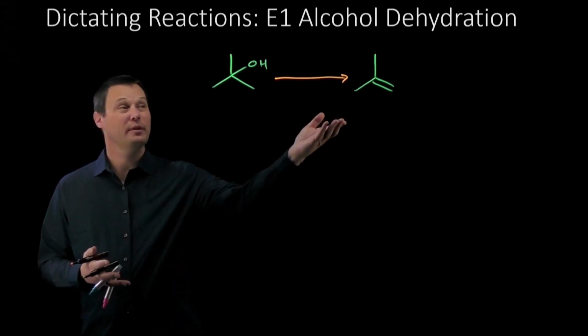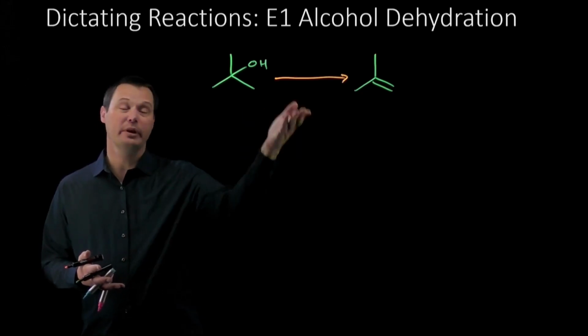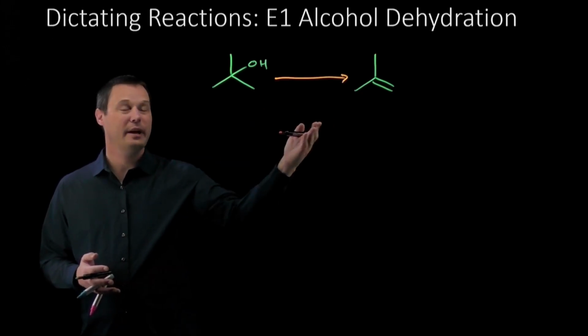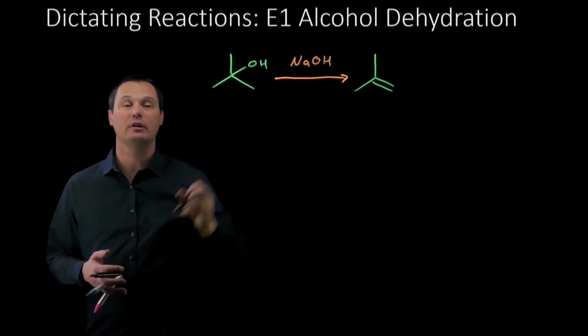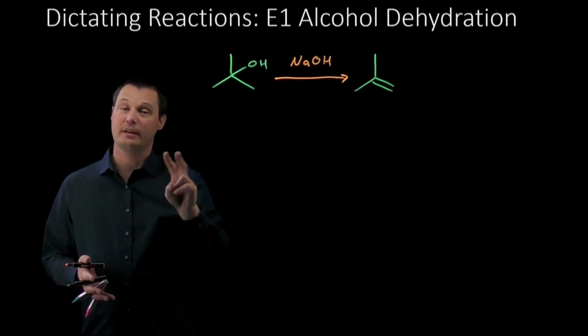So when you're presented with this reaction, you might have an idea of what reagents you're supposed to use. This is an elimination reaction. We know how to do elimination reactions. We should be able to add a strong base to do an E2 elimination reaction. But that will not work in this case, and I'll give you two reasons why.